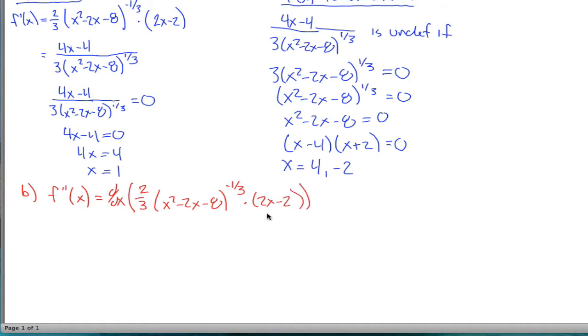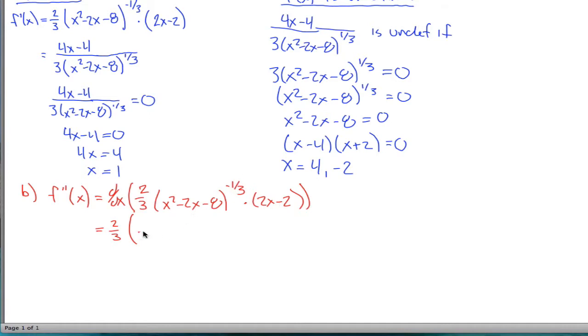Different ways you can write that, but let's just leave it like that for now. To take this derivative, we've got a constant of 2/3, you can pull that out in front. And then I will have product rule. Here's one function, here's the other function.